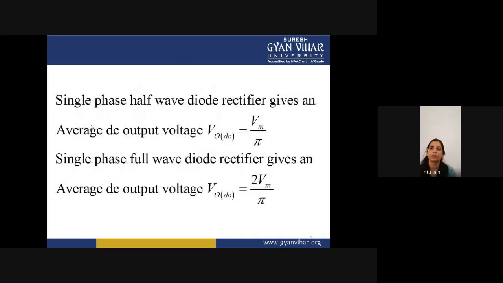Now, what is single phase? We will discuss the half wave rectifier and full wave rectifier. So, what is a half wave rectifier? A single phase half wave diode rectifier gives an average DC output voltage equal to Vm upon pi. We will discuss it later when we draw the waveform of the half-wave rectifier and analyze it, and you will see that the output voltage you get is equal to Vm upon pi.